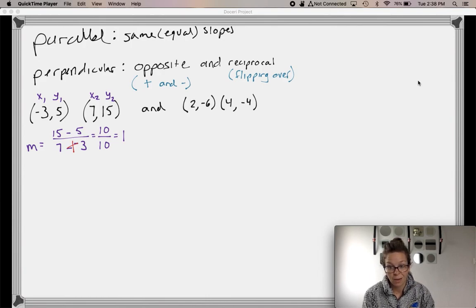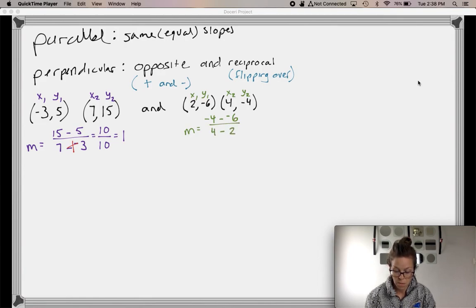That doesn't tell us yet our answer, parallel or perpendicular. Now we have to go look at that other line. So now we're going to do the same thing with the other line. So in our other line, call that point number 1, call that point number 2, and find our slope. So slope is y2 minus y1, careful of the double negative there, and x2 minus x1.